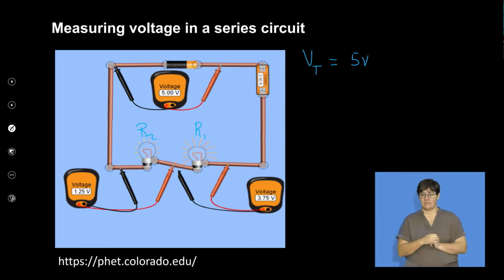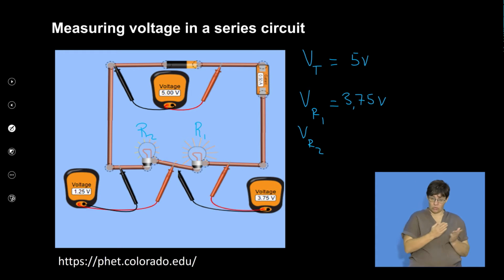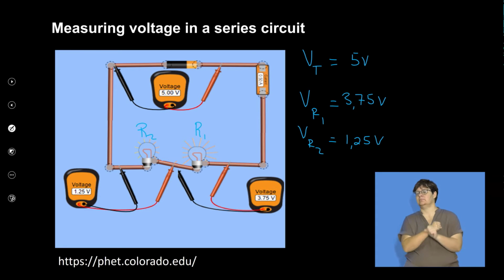Now we are saying that if there is the same current through the battery, through R1 and through R2, the voltage is going to be divided. Now, if you check, you'd realize that the voltage across R1 is equal to 3.75 volts, while the voltage across R2 is equal to 1.25 volts. Now, we come to a realization that the total voltage is split between R1 and R2, right? What are we saying here? We are saying that V total is equal to VR1 plus VR2, right?